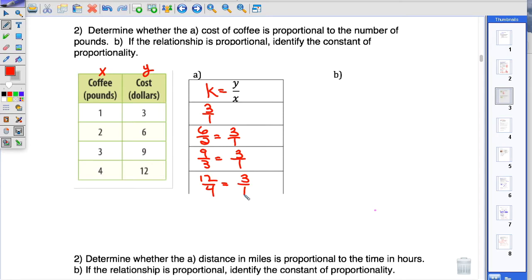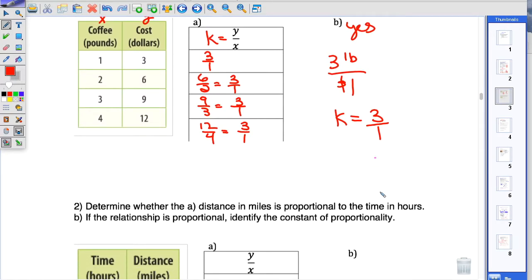So our first part, is the coffee proportional to the number of pounds? That would be yes. And our constant of proportionality would be 3 pounds over $1, or we would have our k is equal to 3 over 1. That is also your unit rate.